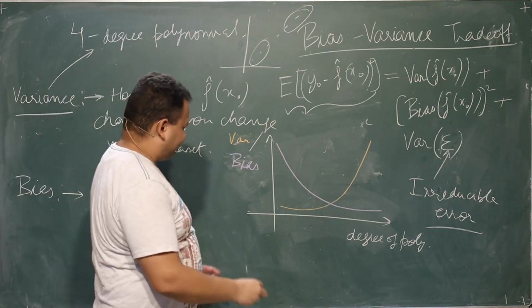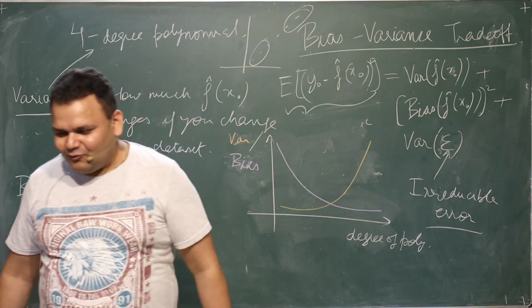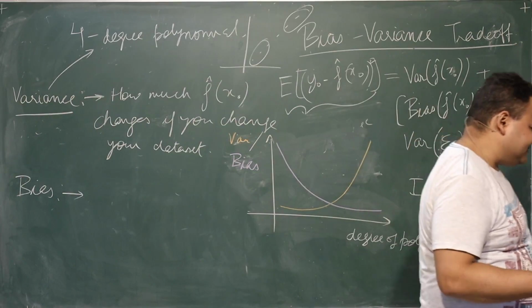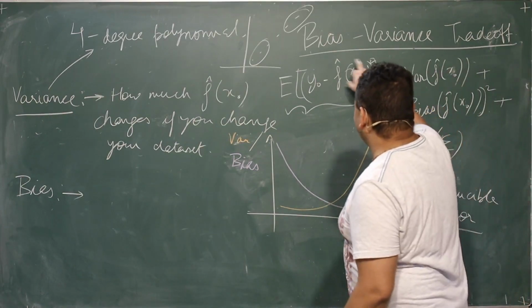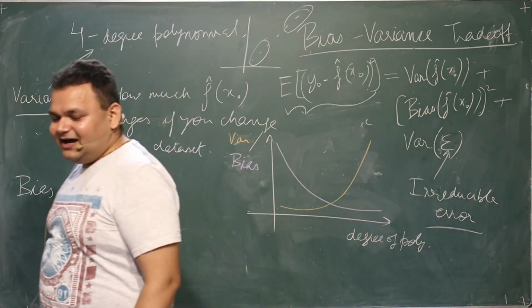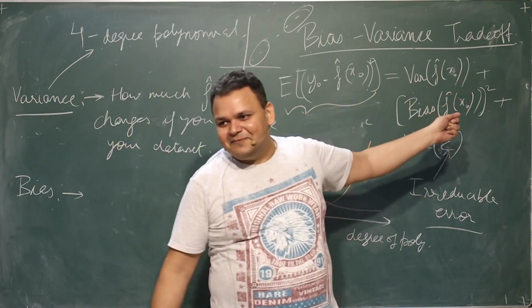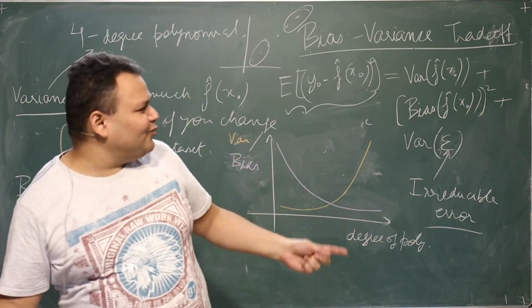That's fine. So what is the thing that we are interested in? We are trying to minimize our mean squared error. And what is it dependent on? It is dependent on variance plus bias squared.